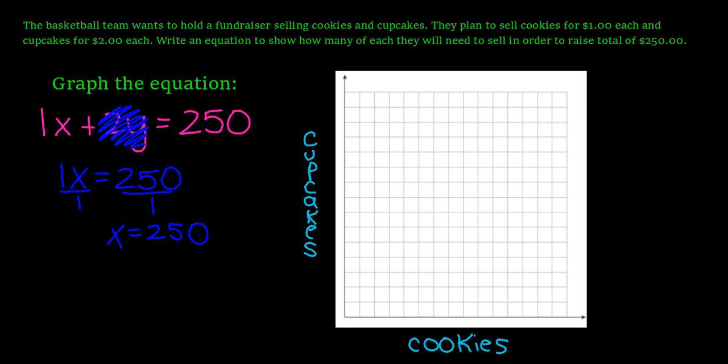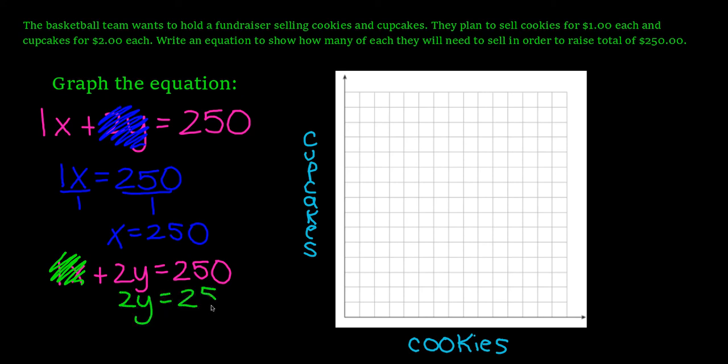And now let's go back over to our original equation, which said 1x plus 2y equals 250. And if I want to find the y-intercept, I'm going to cover up the x. I'm going to make the x go away, and it's going to say 2y equals 250, which means that y has to be 125. So I have an x-intercept and I have a y-intercept.